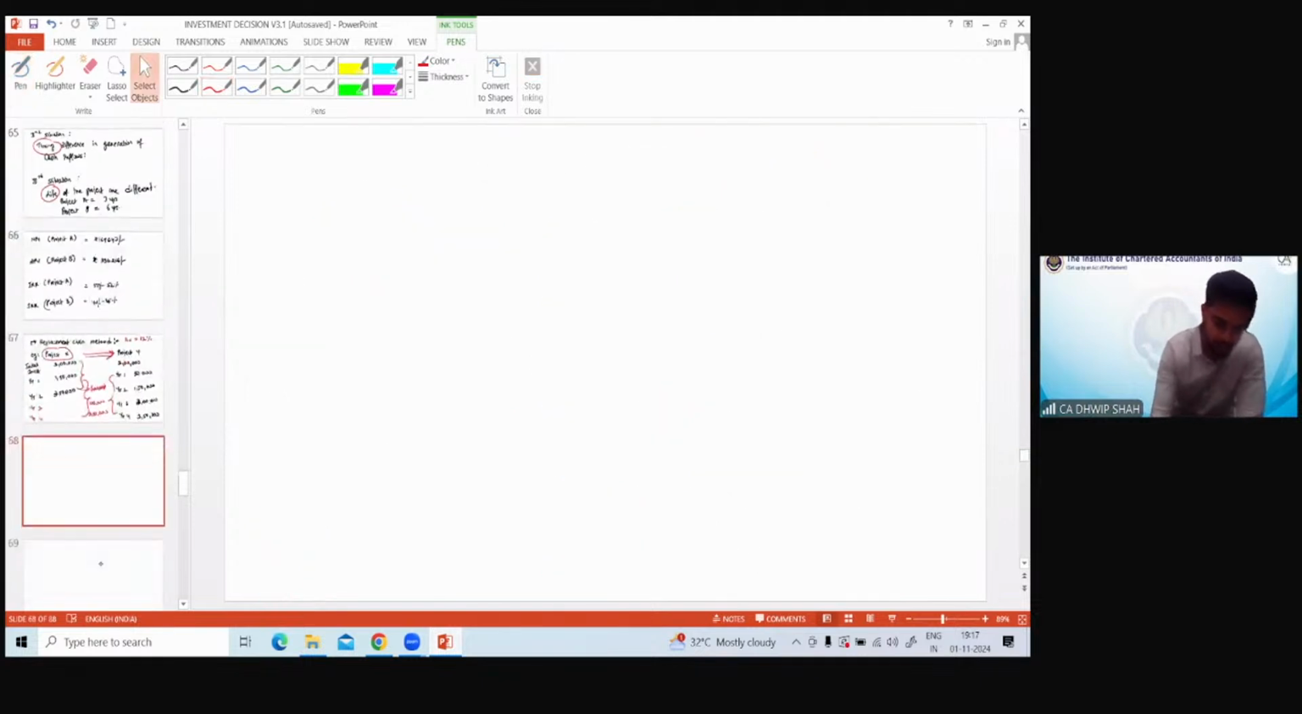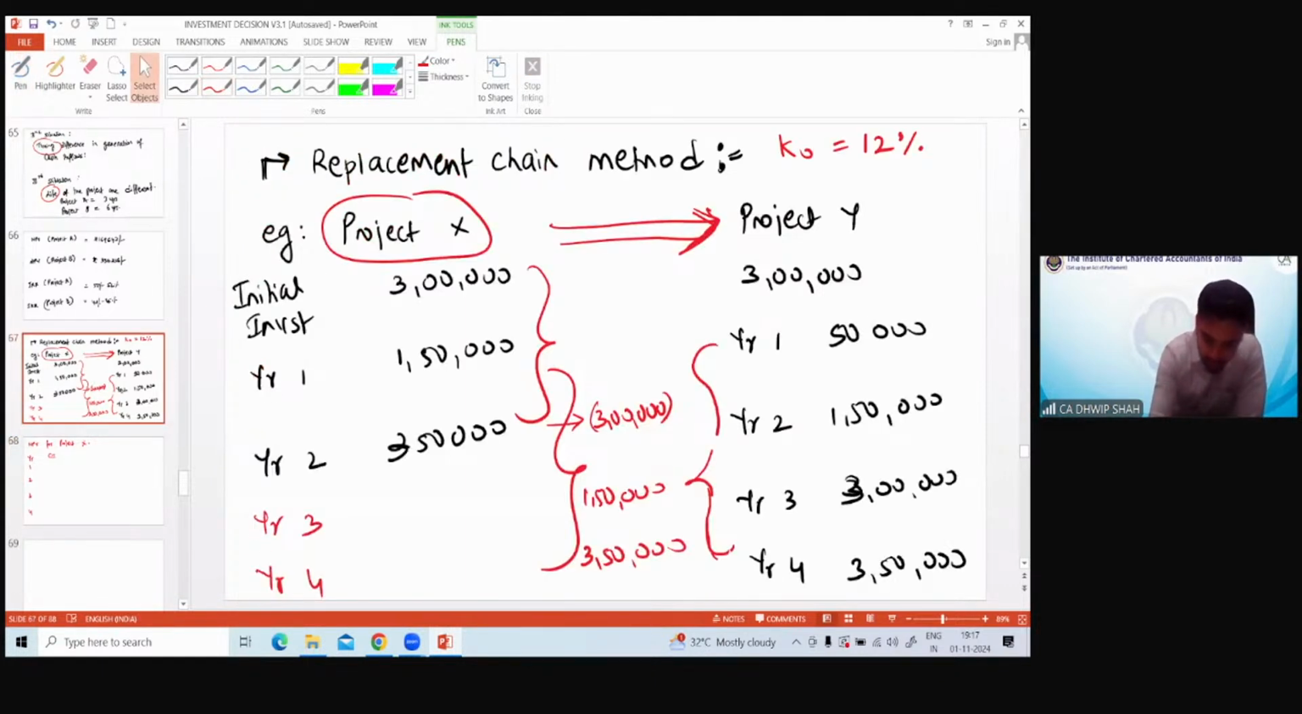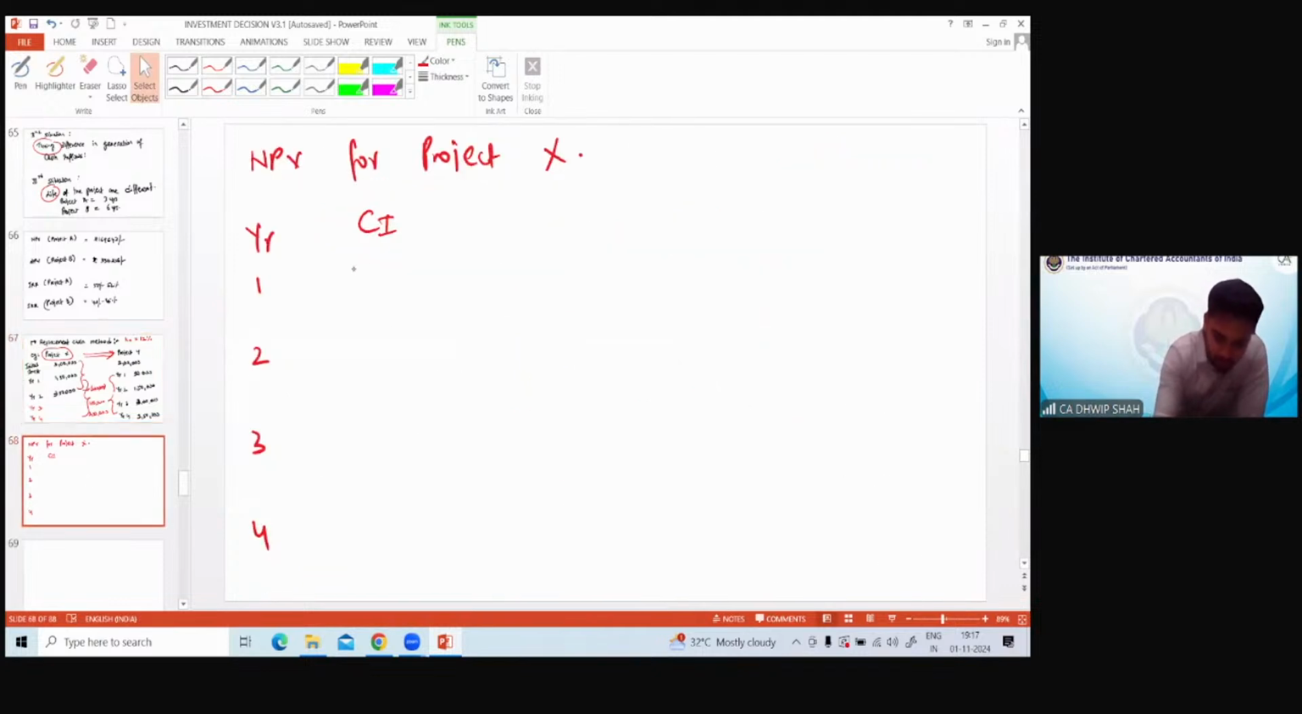So can I say, if I calculate the NPV for project X, my years would be 0, 1, 2, 3, 4? Yes or no? My cash inflow would be 115 in year 1, 315 in year 2, and again I am taking this entire project. Are you getting this?